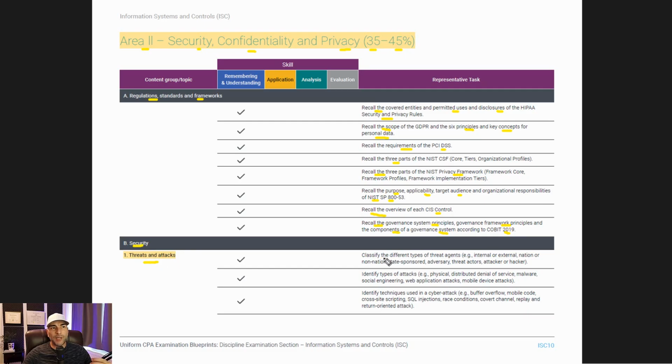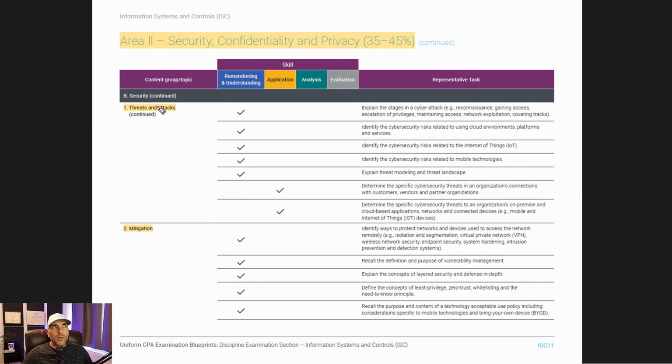Next, we have security with threats and attacks. So here you're going to need to be able to classify the different types of threat agents. You're going to need to be able to identify the types of attacks and to identify the techniques used in cyber attacks, okay? Continuing on with security and threats and attacks, we have to be able to explain the stages in a cyber attack.